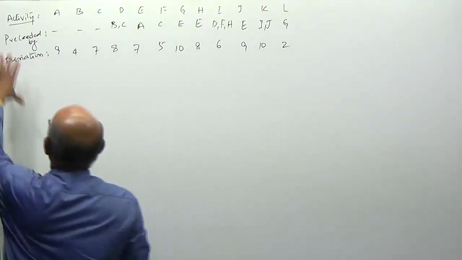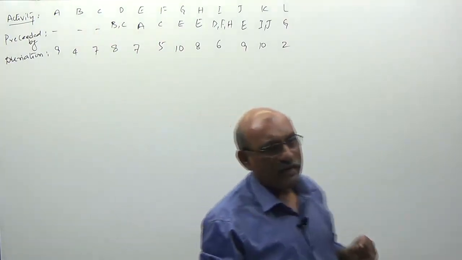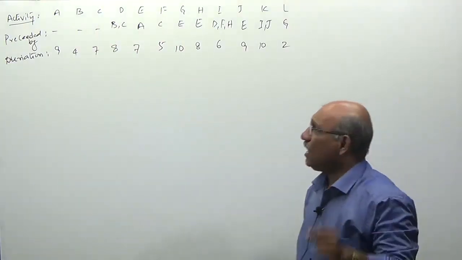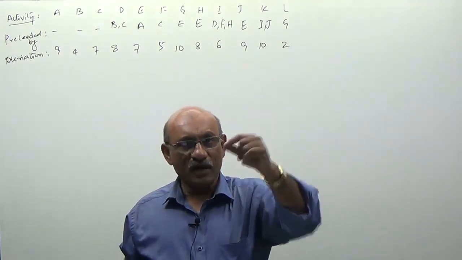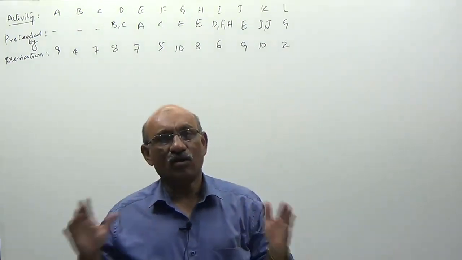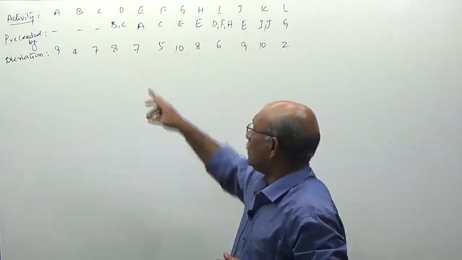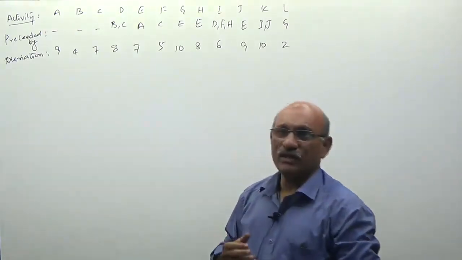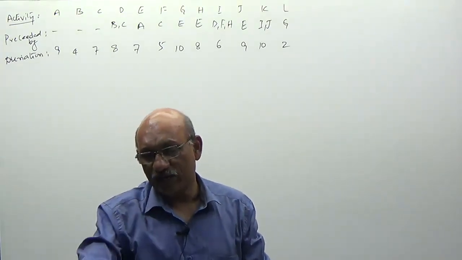Look at the information given. The first row represents how many activities we have in the network. The second row tells us the first row activities are dependent on whom. The third row is the duration. Duration means each activity will take how many days.